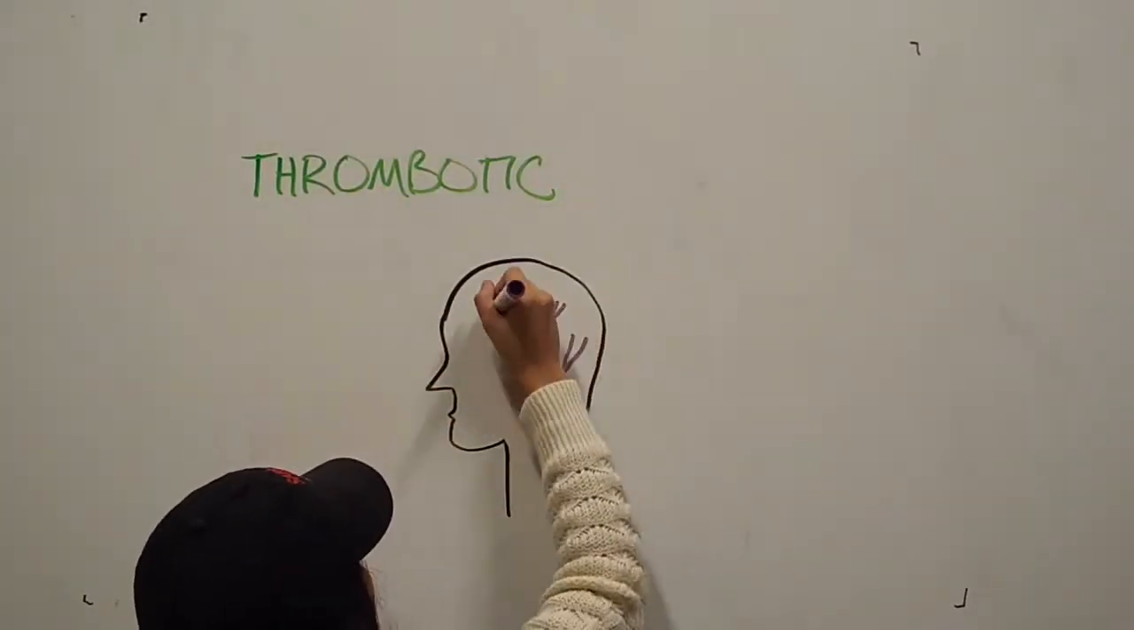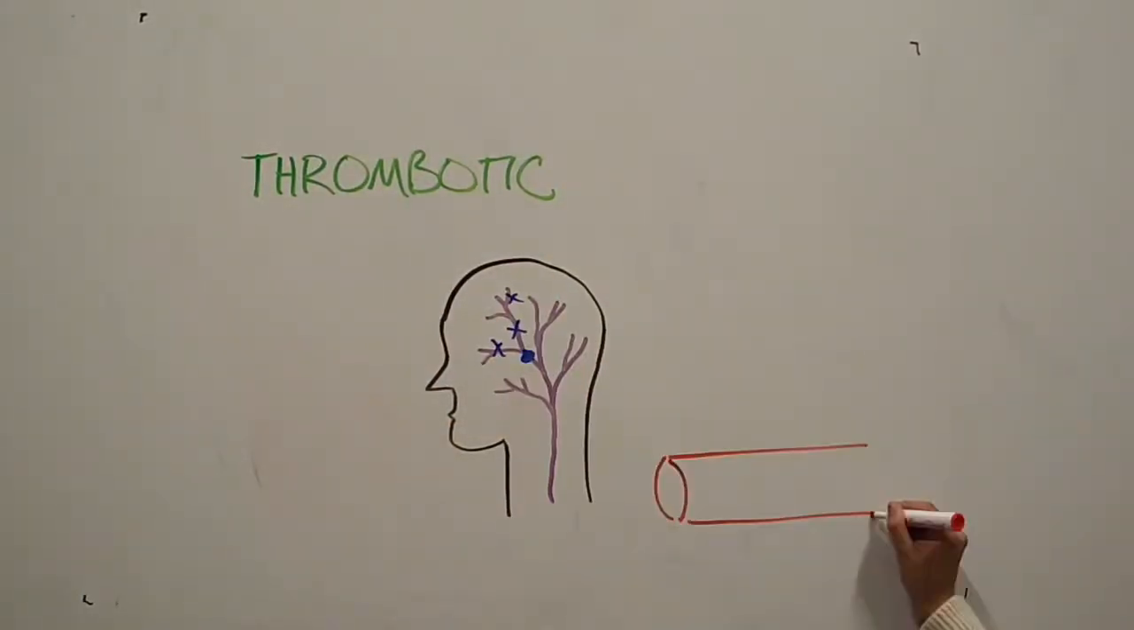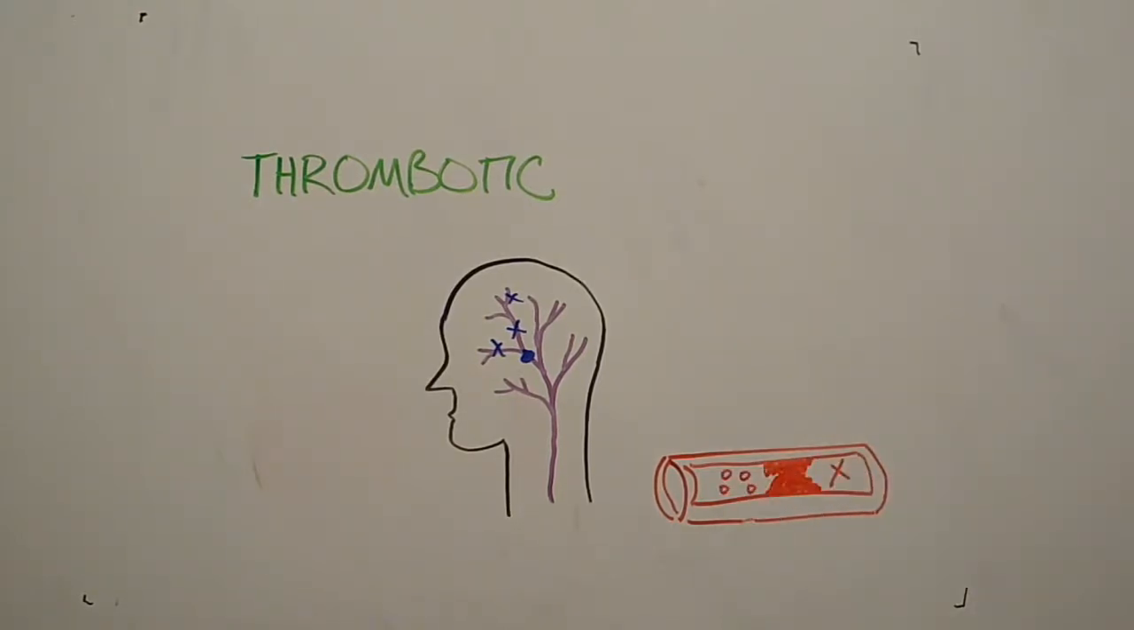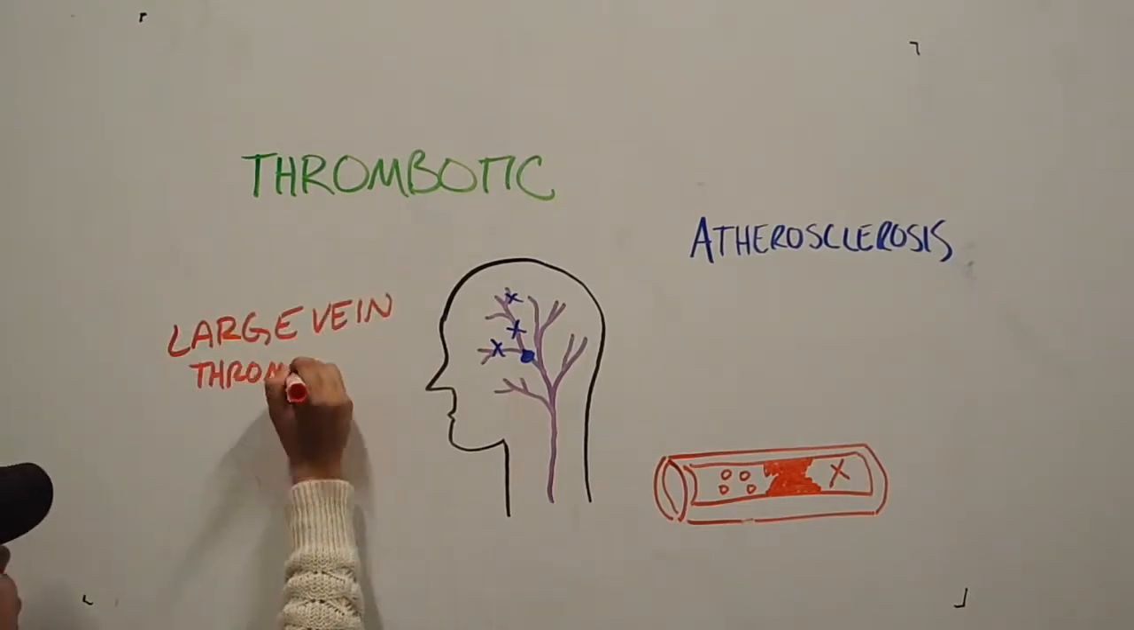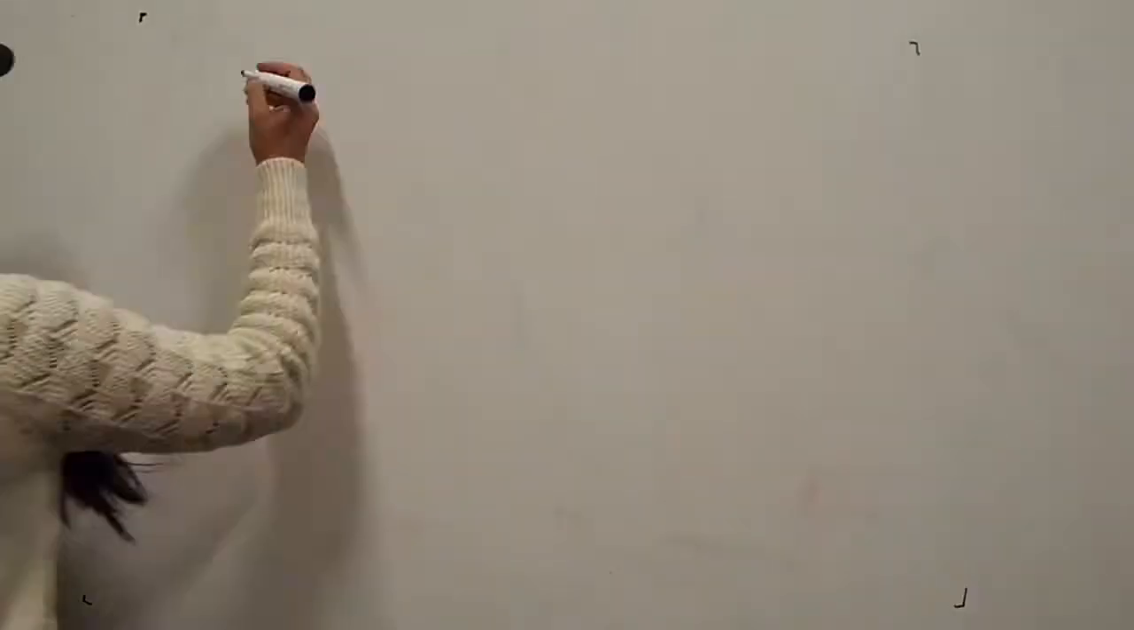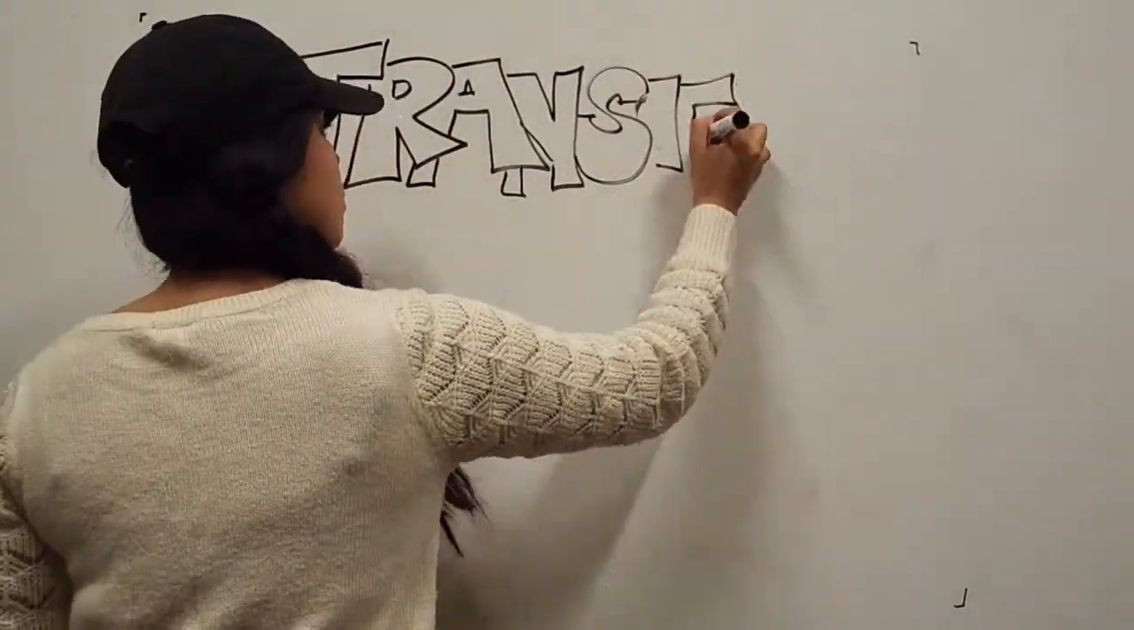Thrombotic strokes occur when a blood clot forms inside of one of the arteries supplying the brain with blood. These strokes are seen in people with high cholesterol levels and atherosclerosis. Large vessel thrombosis and small vessel disease describe what kind of artery contains a blood clot.